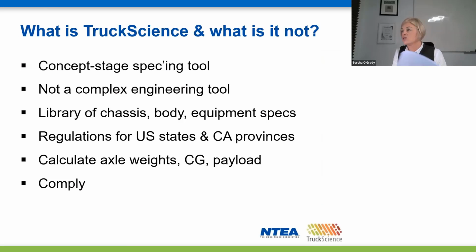Quick slide here about what Truck Science is and what it is not. At its heart, the Truck Science axle weight calculator is a software tool for speccing the best truck for the job at the preliminary or concept stage. It is not a complex engineering tool and does not perform, for example, crane stability, frame stress, cornering, or braking calculations. The tool brings chassis, body, and equipment specs and legislation together so that you can calculate weight distribution, dimensions, centre of gravity, and maximum payload, and also ensure that you comply with manufacturer and regulation limits.